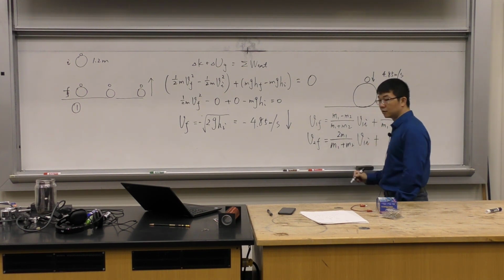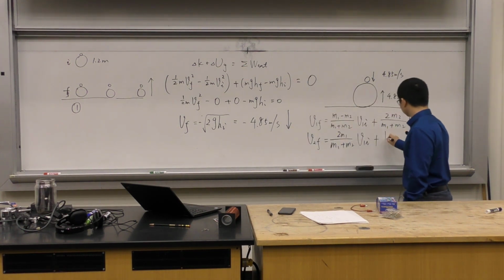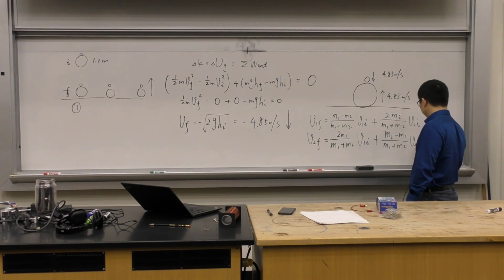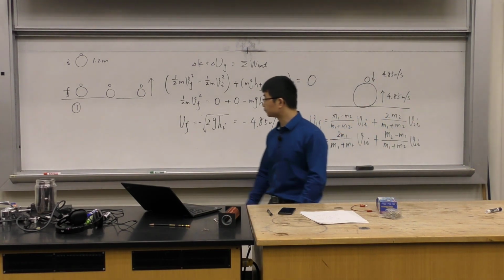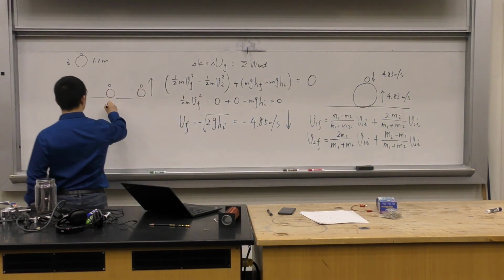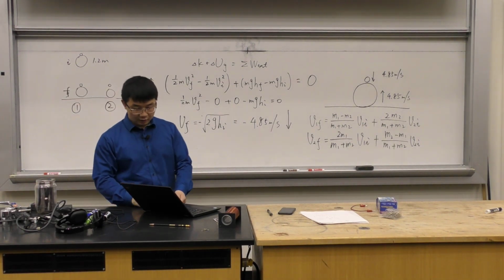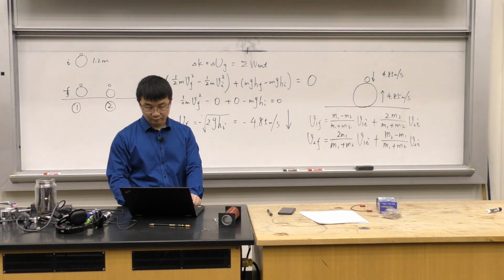V2f equals 2 M1 divided by (M1 plus M2) times V1i, plus (M2 minus M1) divided by (M1 plus M2) times V2i. That's the second process. Now we're working on the second process. Actually, there are two collisions. Now let's see, do we have the numbers?